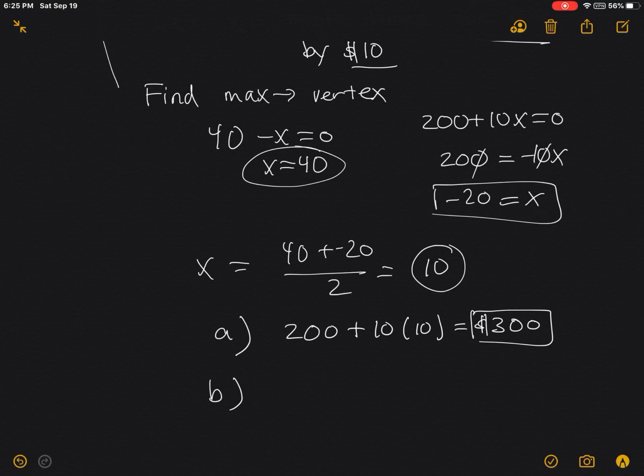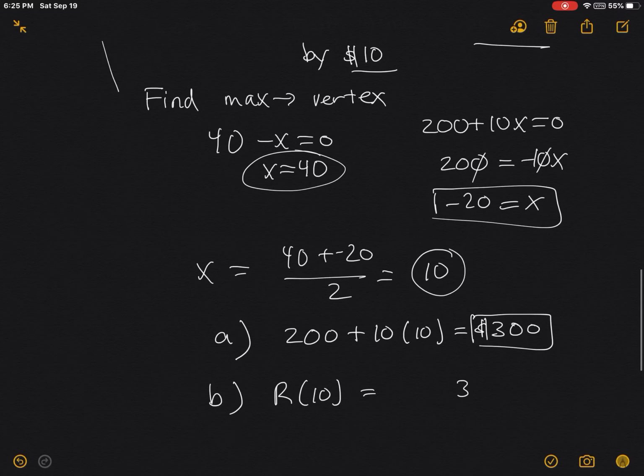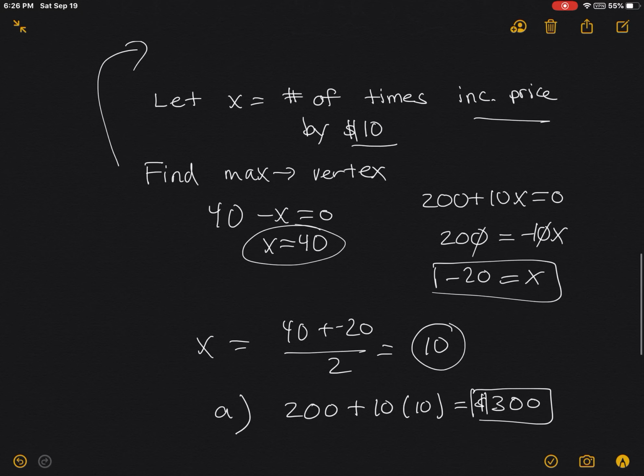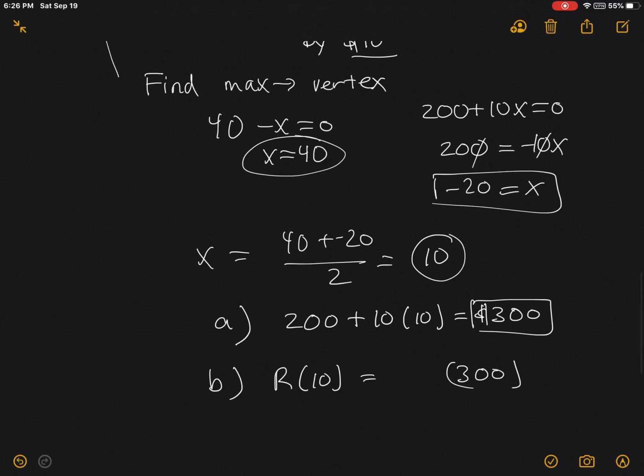For part B, what is the maximum revenue? Of course, you already know x is 10, the number of times they should increase the price by $10. Figure out what R of 10 is. You already know it's $300 as the price, and multiply by 40 minus 10, which is 30. So you get 30 times 300, which is going to be $9,000. That's the maximum revenue. So R of 10 is just 9,000.